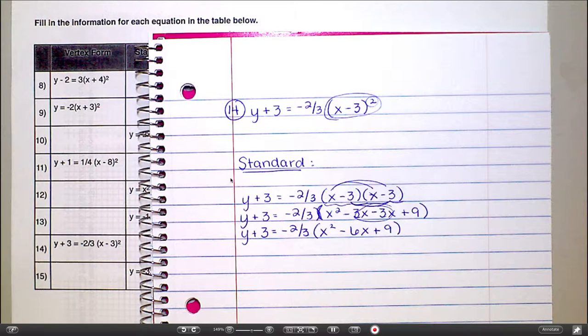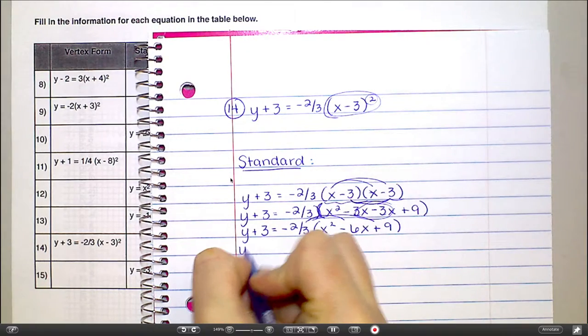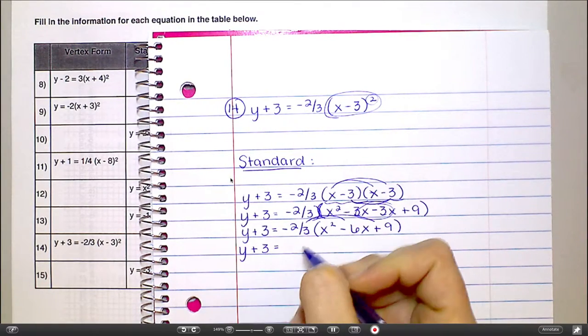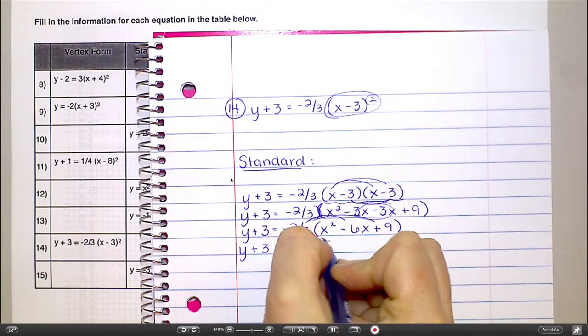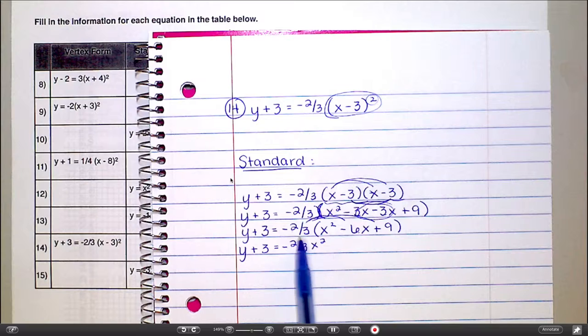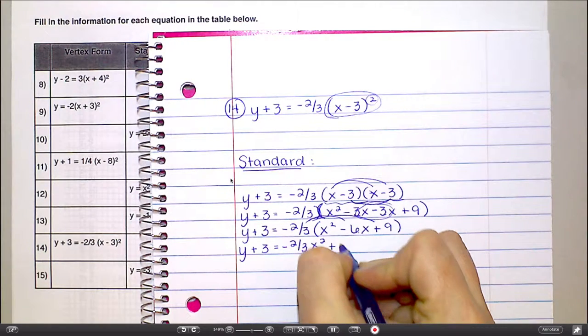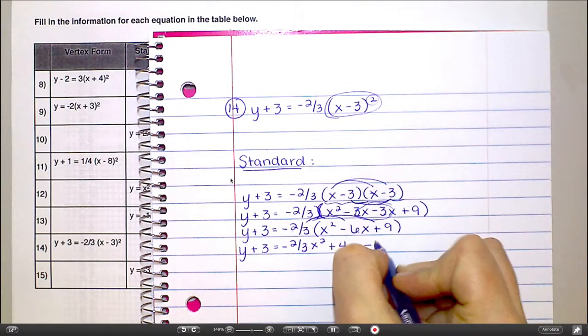Next up, what do I do now? Minus 3. I still wouldn't yet. Again, it wouldn't hurt if you did. You could distribute the 2/3. Yeah, let's distribute the negative 2/3. This would be negative 2/3 x squared. Negative 2/3 times negative 6. You can type that into your calculator as negative 2 divided by 3 times 6. Should come out to be 4. Positive 4 because they're both negative. And then negative 2/3 times 9 is going to be negative 6.